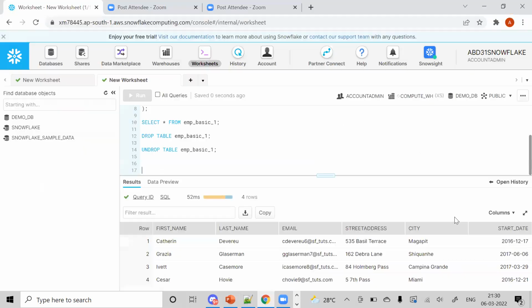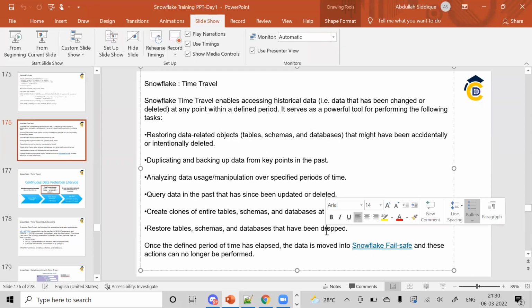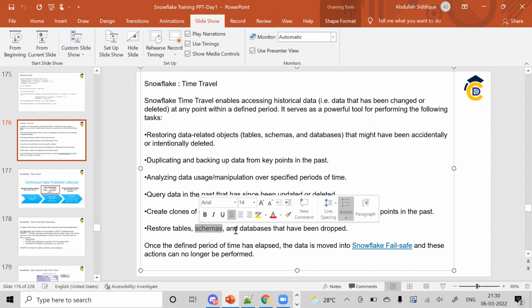So there is one thing called cloning, which is a separate topic. You can clone this table as it is, which means it will create an exact structure plus the data. But you can also clone the data back in time, which has some historical data. That also you can go and clone. Then you can restore tables that have been dropped also. So here the data was deleted, but if the object itself is deleted, that also you can do. And it is applicable not only to tables, but schemas and databases also.